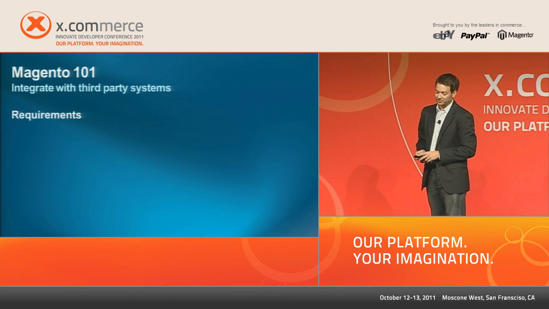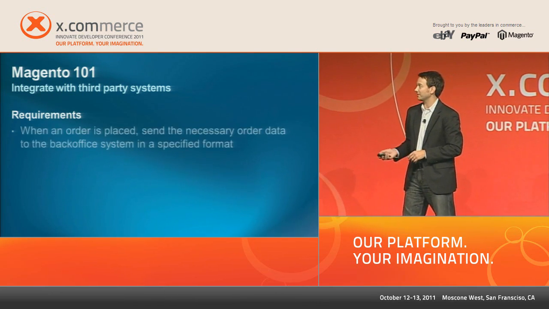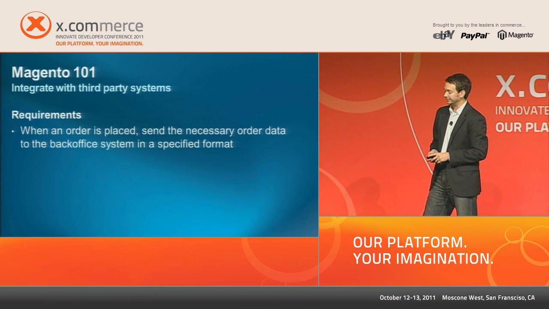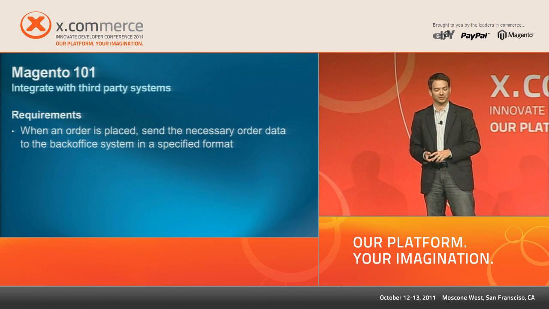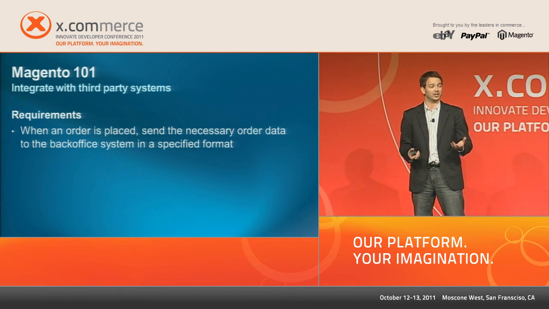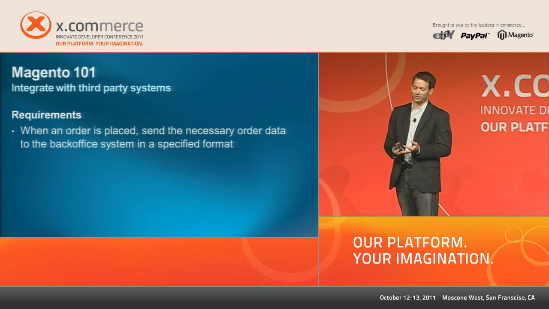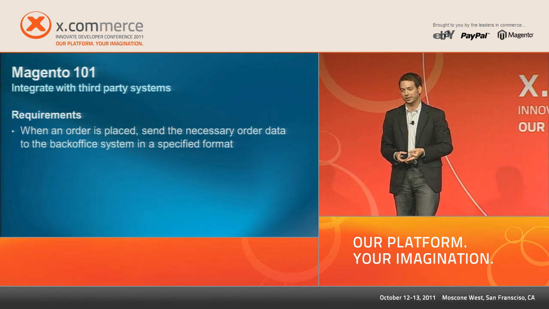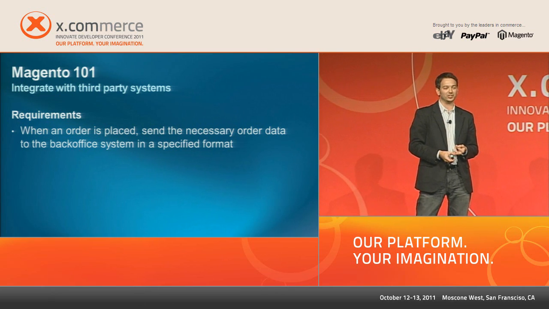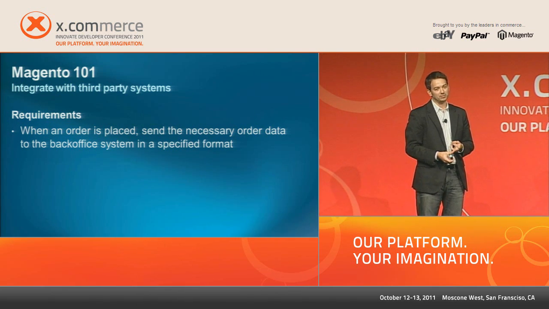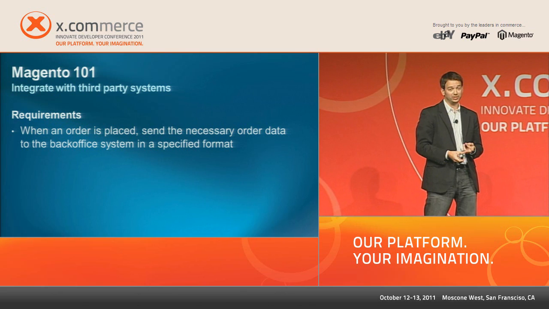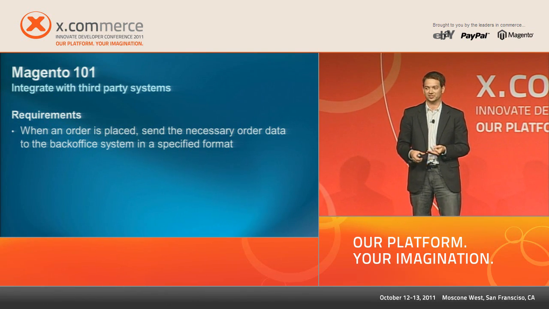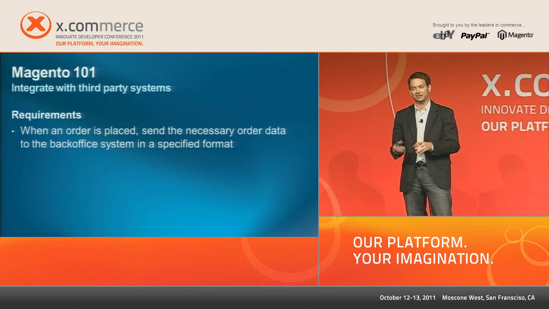So the requirements of this integration demand that when an order is placed, we need to send the necessary order information to the back office system in a specified format. Now, in most integrations, there are 3 core questions you're going to have to answer in terms of how you're going to go about developing an integration. First of which is data definition. You're going to need a data mapping between data in your system and the other one. You also need a data definition in terms of the structure of the data. Is it JSON? Is it XML? How does it look? What does the format need to be?